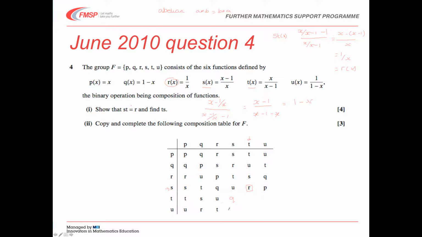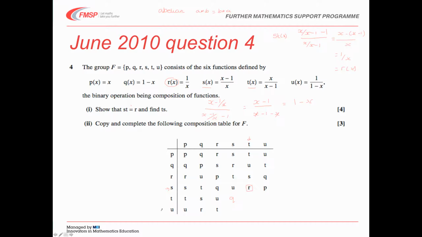Now we've got a couple of things that we can do here if we want to. We can use the fact of closure, and one of the effects of that is that every row and every column has each element in it, a bit like Sudoku, and we could use that to have a look at what must be left in here.